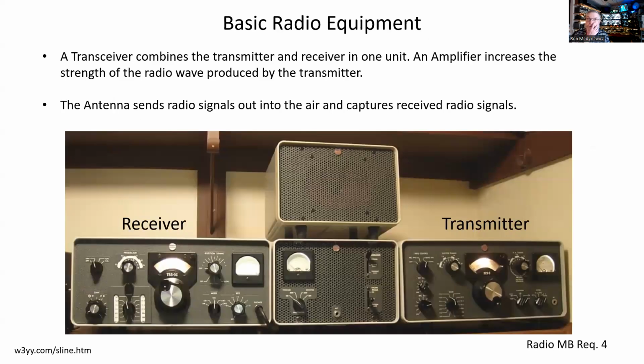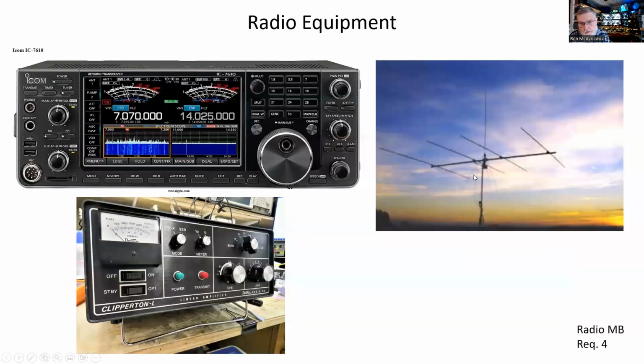This is a picture of some vintage equipment where you actually have a transmitter and you've got a receiver and you've got a power supply in the middle here. The transmitter and receiver almost look the same, but they are not. They have different controls, and this actually emits the signal and this receives signals off the air.